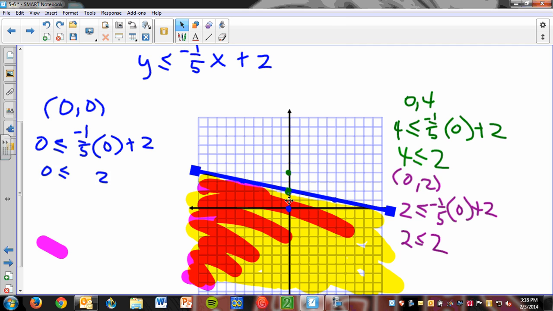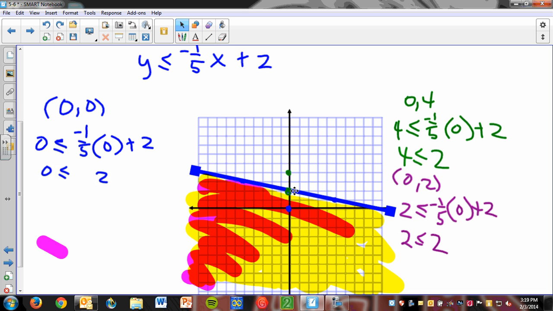Now we can do our test points. 0, 0 would be really easy to test because that multiplies to 0, becomes 2. 0 is less than 2, so that's good. This is shaded okay. Let's check above right here. We multiplied out. 4 is less than or equal to 2. That's not true, so we don't shade up there.